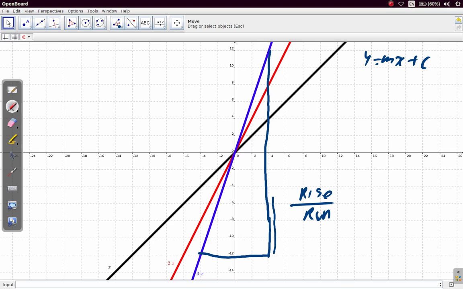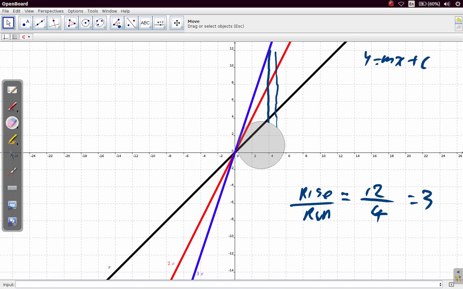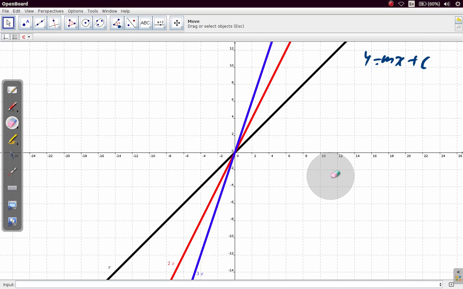1, 2, 3, 4, 5, 6, 7, 8, 9, 10, 11, 12 high. So our rise is 12. The run, how wide is it? 1, 2, 3, 4. 4 wide. So 12 divided by 4 is 3. y equals 3x. Alright. So we see that the number that multiplies x gives us the gradient.